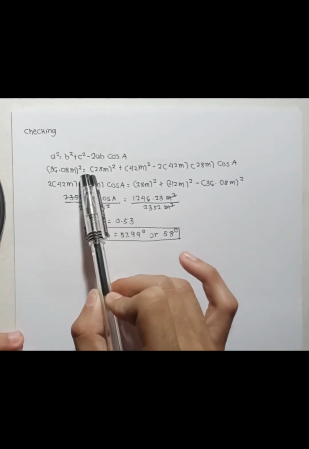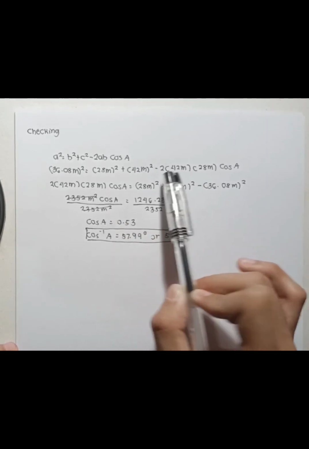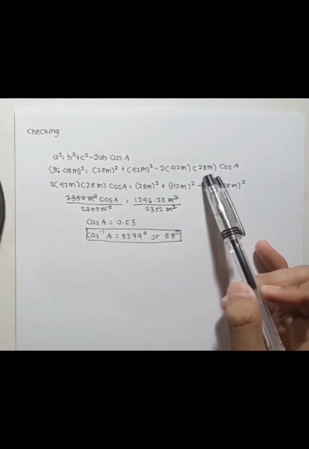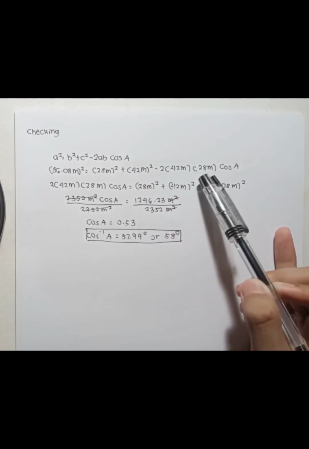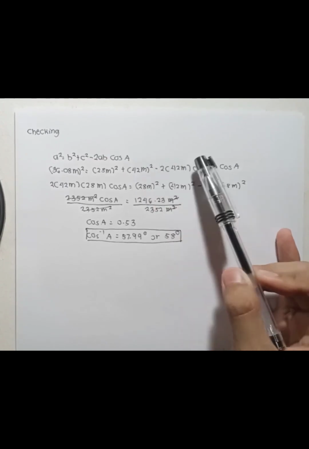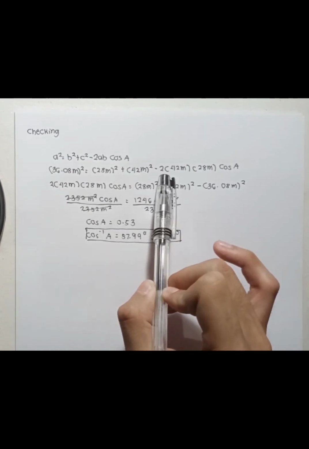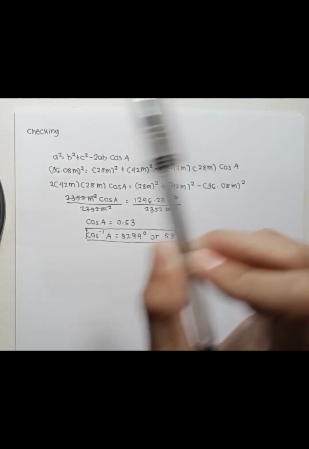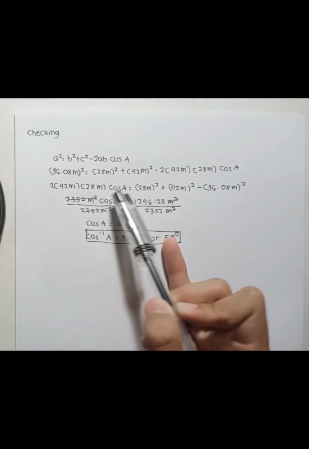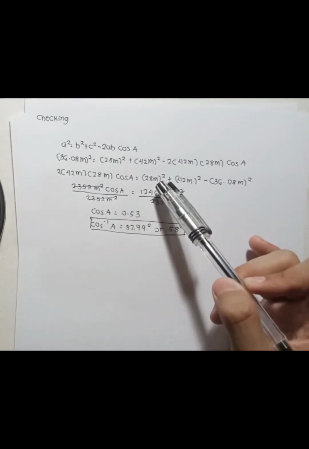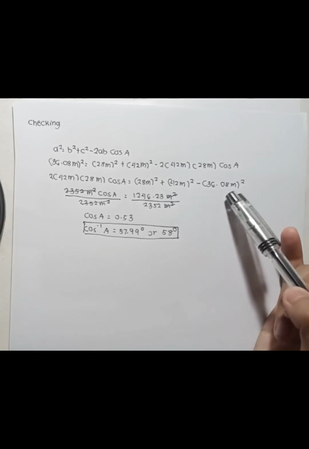Substitute na lang ulit natin is equal to 28 meters squared plus 42 meters squared minus 2 times 42 meter times 28 meter cosine A. Okay, so this negative 2 times 42 times 28 cosine A, we will transpose it to the other side. Okay, so magiging positive siya because if you transpose, mag-change yung side niya. Okay, so magiging positive 2 times 42 times 28 cosine A is equal to 28 meters squared plus 42 meters squared minus 36.08 meters squared.